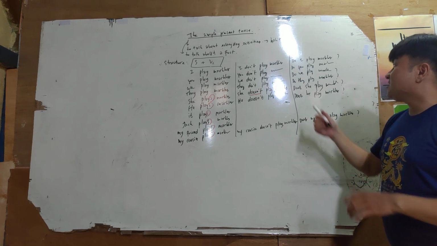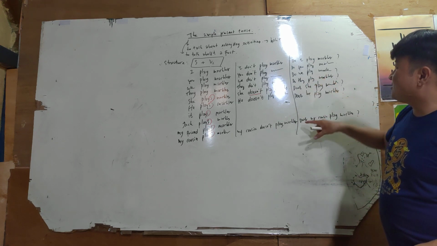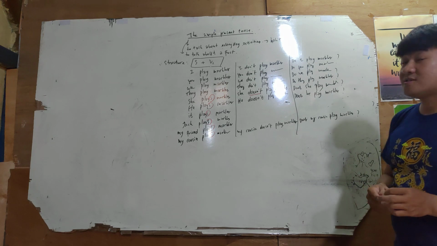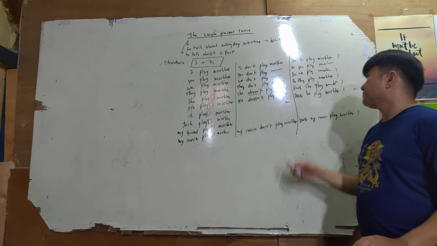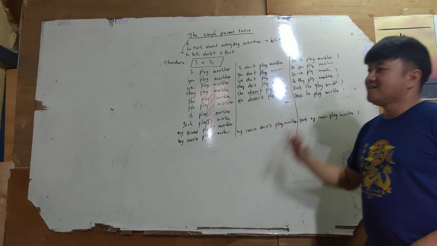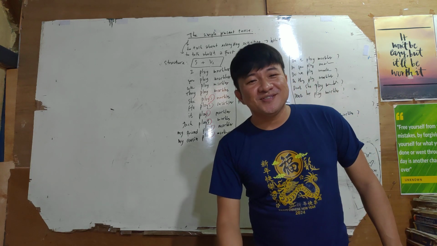Okay, so we use does for he, she, it, and the singular subject, and we use do for I, you, we, they in the interrogative form. So like, do you play marbles? Did you play marbles when you were small?